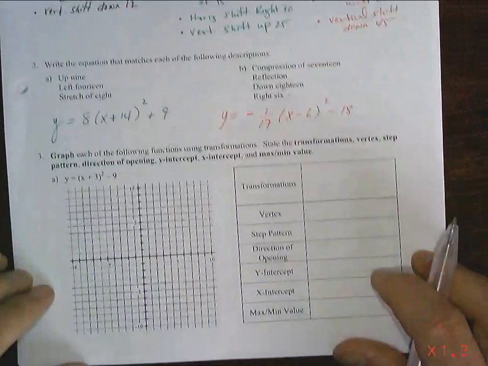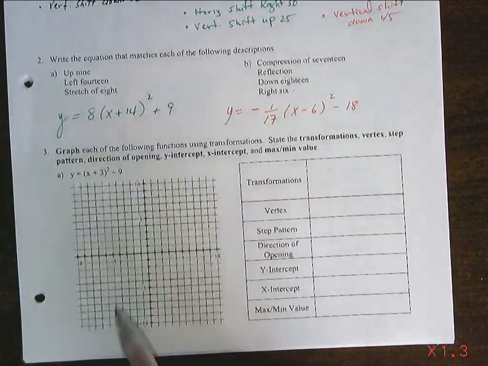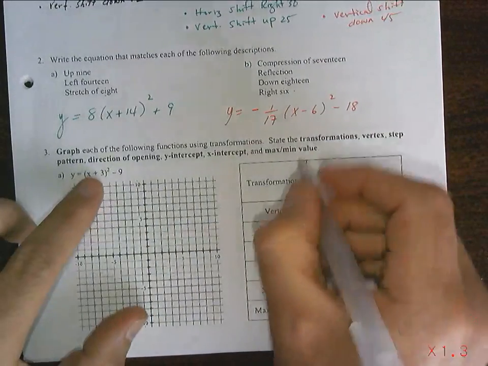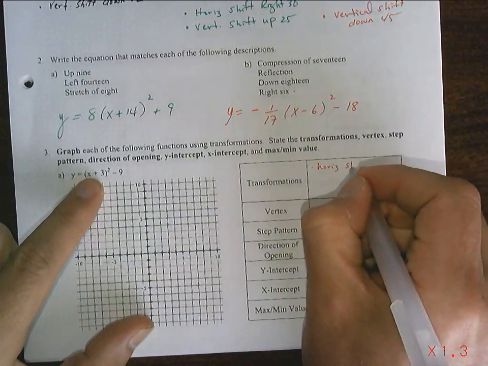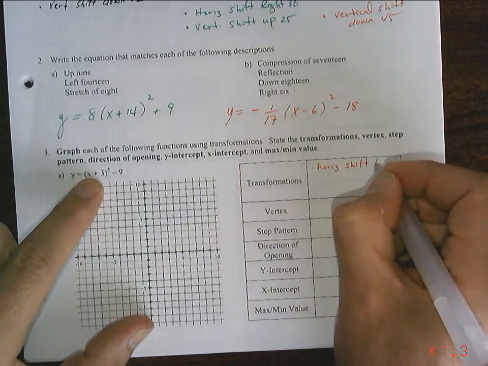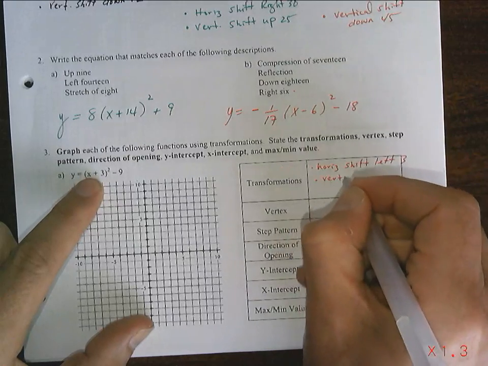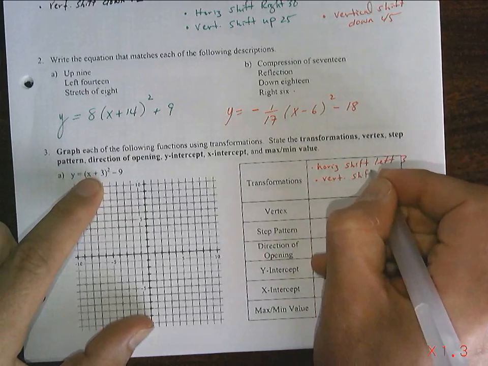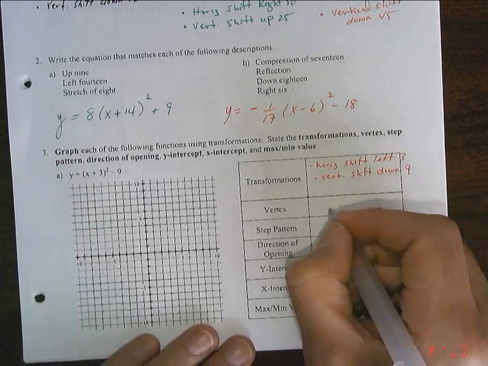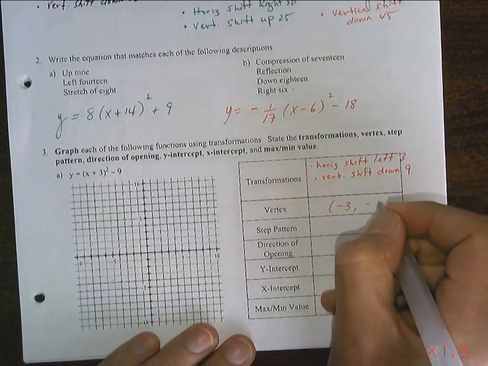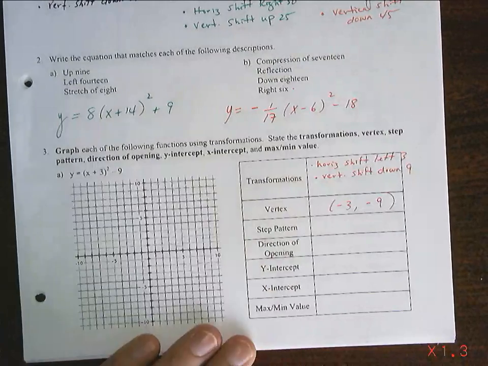Okay, number 3. So we've been doing a bunch of these. Take a look at this. At this point, we should be able to see what's going on here. We have a horizontal shift, left 3, and you have a vertical shift down 9. The vertex, -3, comma, -9. Remember, it's -3, even though it's a plus there.